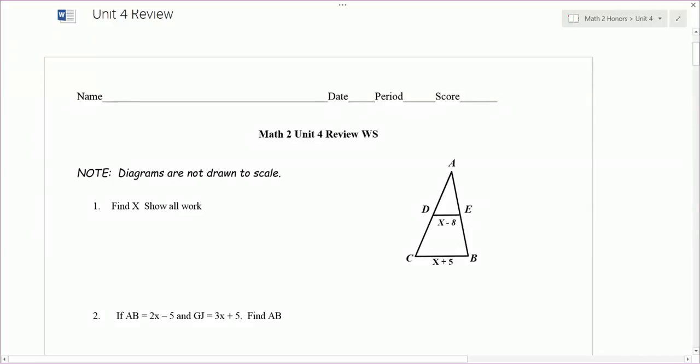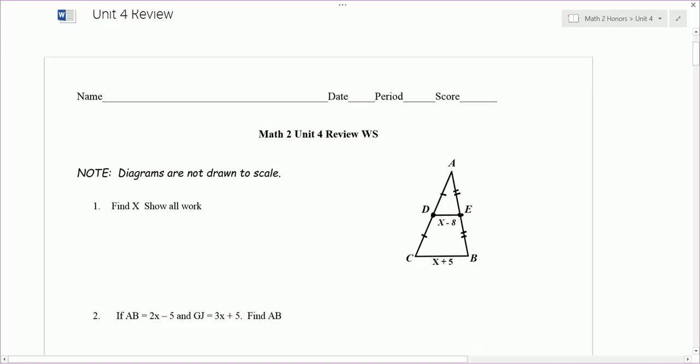This is the Unit 4 review for Math 2 honors. Number 1, we're trying to solve for x. There's something missing in this picture in order to do this, and that is the segment CD is equal to segment DA. So D is the midpoint of AC. Also, segment EB is the same length as segment AE, or in other words, E is the midpoint of AB.